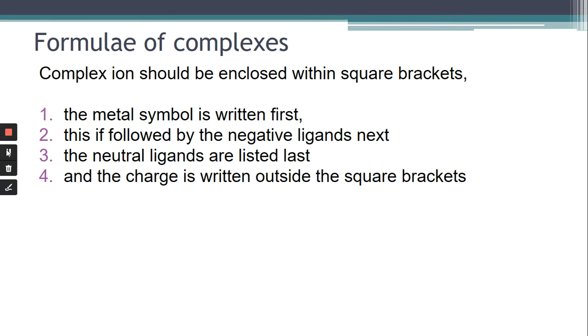When we're writing the formula or the name for the ligand, we need to think about how we're doing it. First, make sure we've got our complex ion written within square brackets. Within these brackets, we need to have our metal symbol written first, then any negative ligands next to that. For that, if we had chloride, it's a negative ligand, it would go next. Then we've got our neutral ligands listed last. Now, if there's a charge on the overall ion, it goes outside of the square brackets.